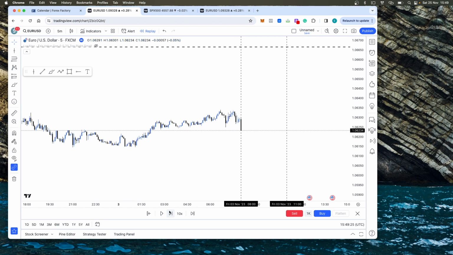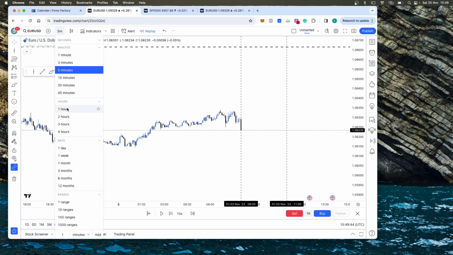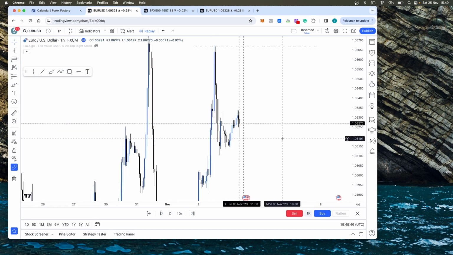Now I'm essentially looking for bullish entries. So if we go back to our plan over here, I'm checking the daily time frame to establish my direction, which I've done. I'm now going to check the hourly, the 15-minute, and then take trades on the 5 minute. So I'm now going to go to the hourly. Let's see what the hourly is saying.